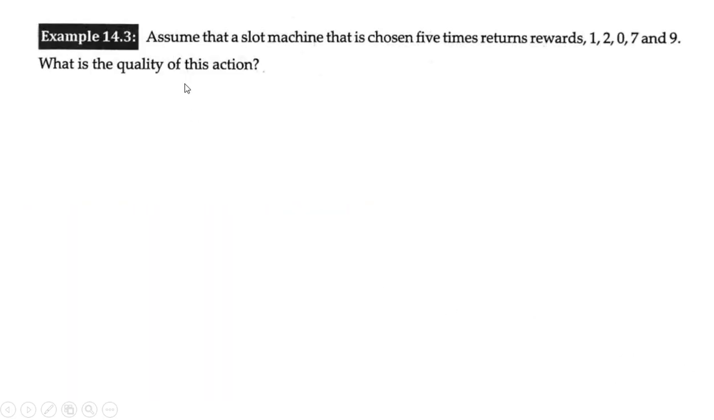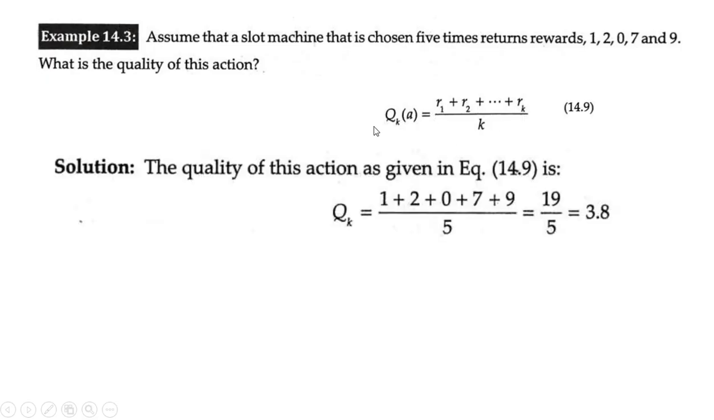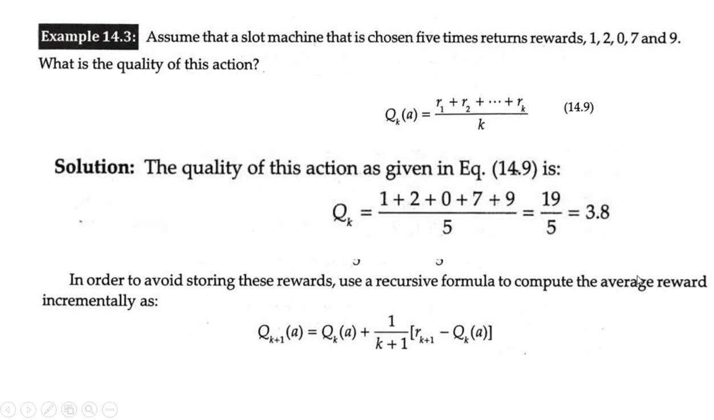So let's do a problem on this. Assume a slot machine that is chosen 5 times returns these rewards. What is the quality of this action? Let's say I have 5 slots and each slot is giving a reward. The first slot is giving reward 1, second reward 2, third reward 0, fourth reward 7, fifth reward 9. Just add it up together. This is the formula we just saw, sum of rewards divided by k. So this is 1 plus 2 plus 0 plus 7 plus 9, divided by 5. So 3.8 is the quality of the action.